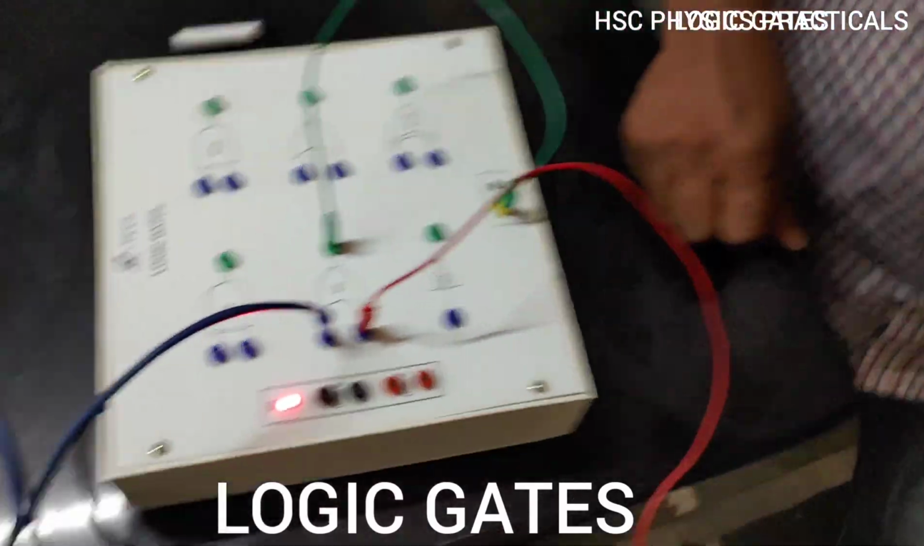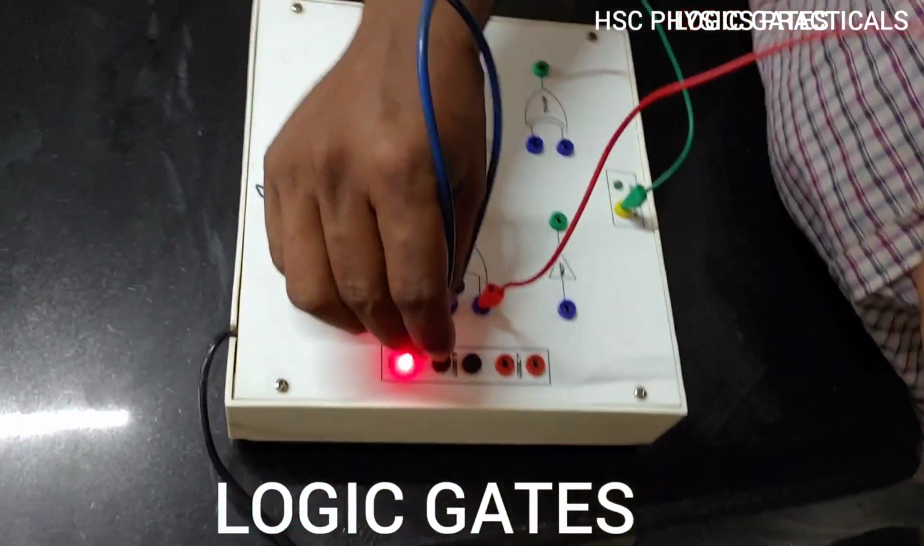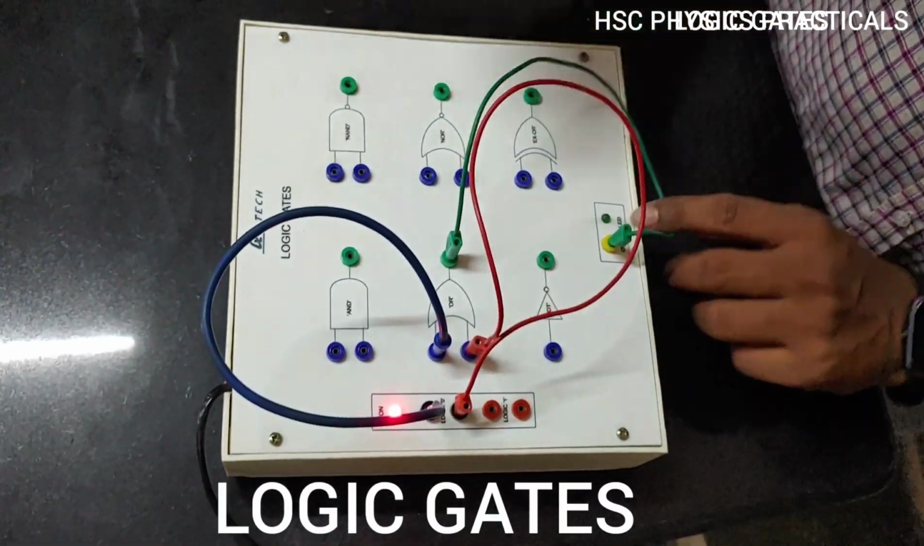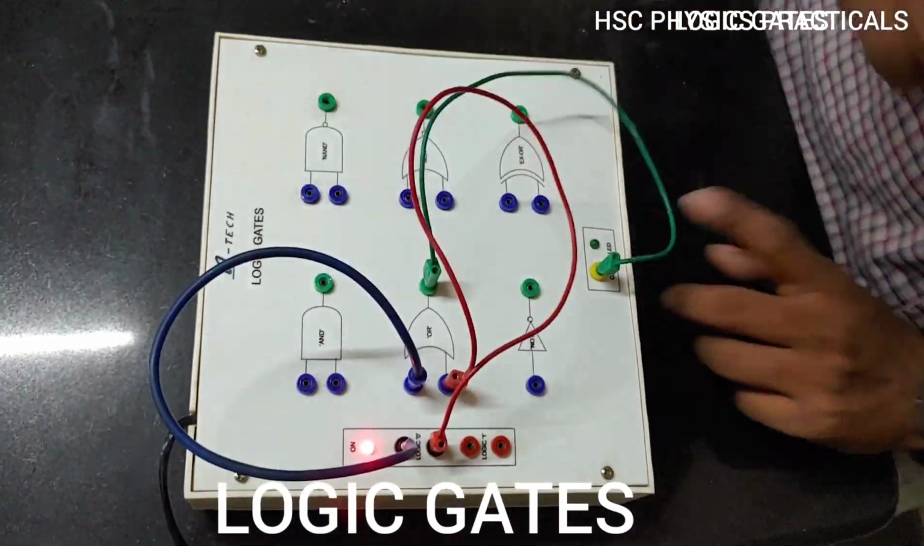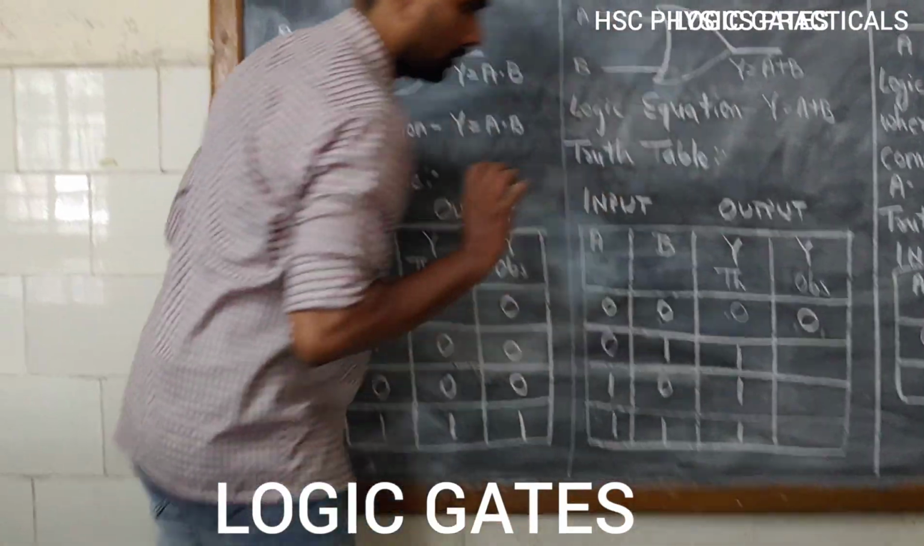The first condition is 0 and 0. A and B both are 0, 0. Then we are connecting logic 0 with the A, logic 0 with the B. The output is 0. You can see that output is 0, same as a theoretical value. So this is 0. Okay.